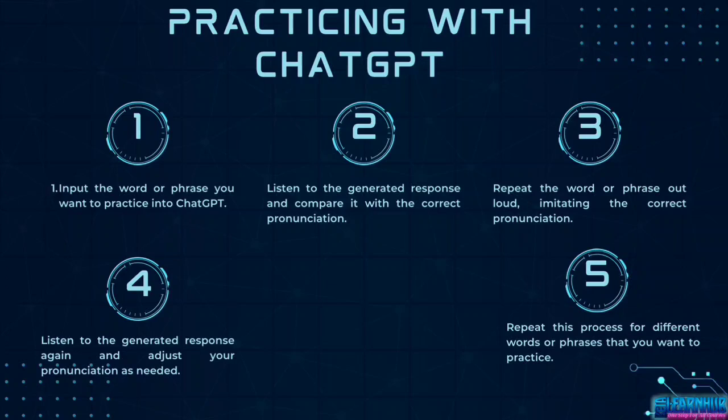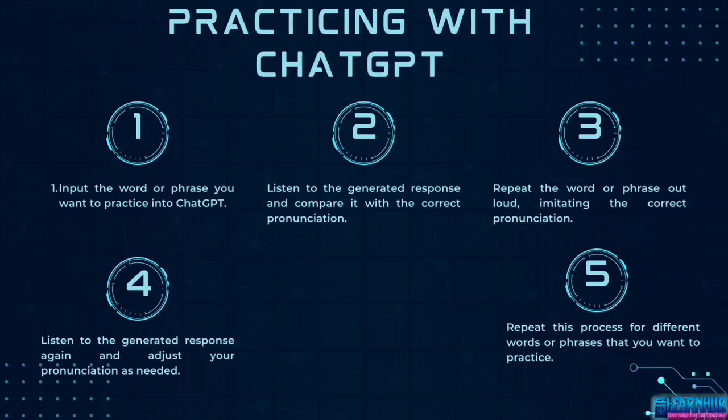So, descriptive writing prompts. One type of writing prompt that ChatGPT can generate is a descriptive writing prompt. For example, you can say, describe your favorite place in the city using sensory details, such as sights, sounds, smells, and textures. Paint a vivid picture with your words and transport your reader to that location. So, this type of prompt challenges you to use descriptive language and sensory details to create a vivid picture with your words.